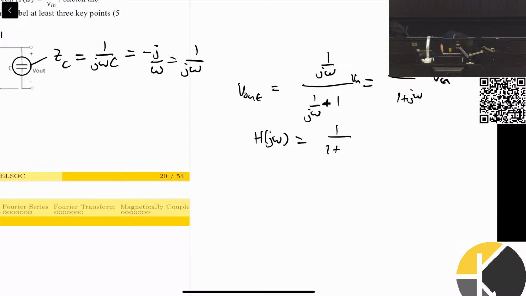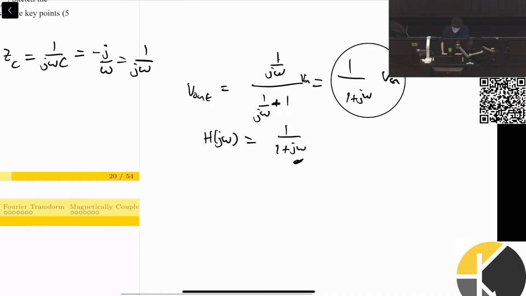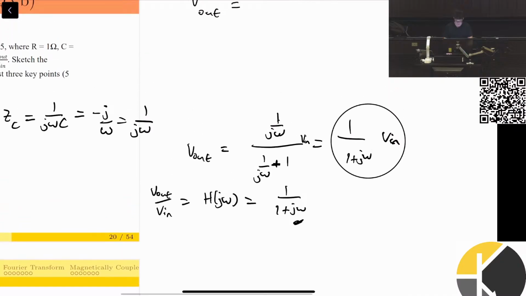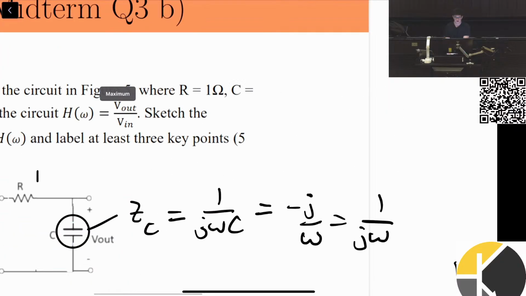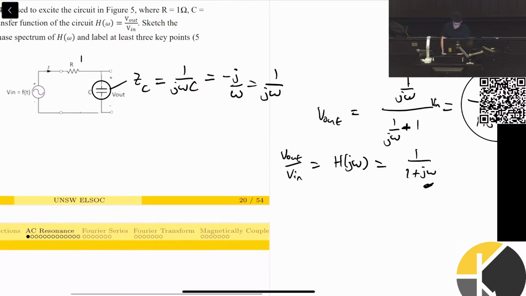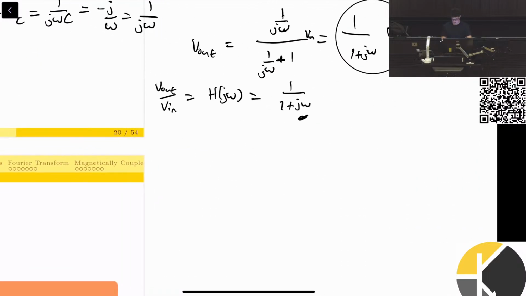What I'm doing here is multiplying the numerator and denominator by j omega. Okay, does that make sense to everyone? This equation or this one? This one? It's V out on V in. Because we figured out V out in terms of V in, and the transfer function in this case is just V out divided by V in. Yeah. Okay.